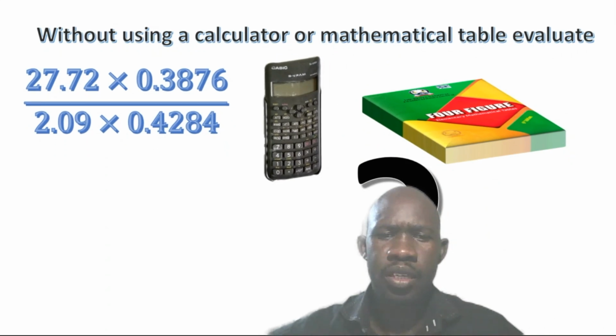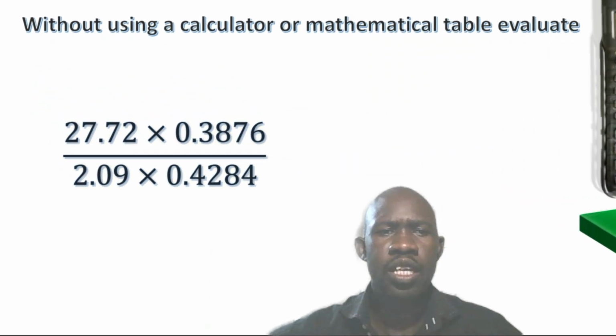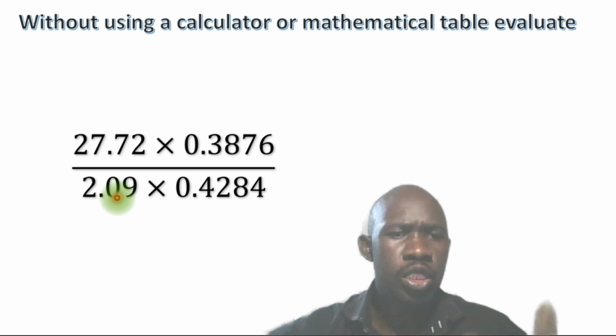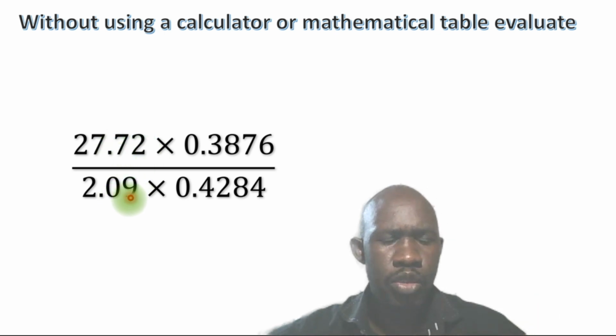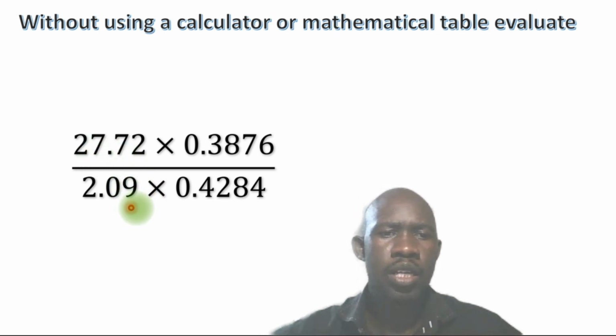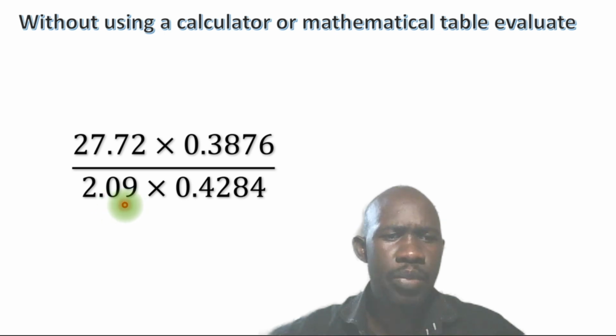Now, it is very important to note this question. First, how are we going to eliminate the decimal so that we remain with a whole number? Let us look at the denominator. 2.09 has two decimal places, and 4284 has 4 decimal places. So the total number of decimal places in the denominator is 2 plus 4, which is 6.